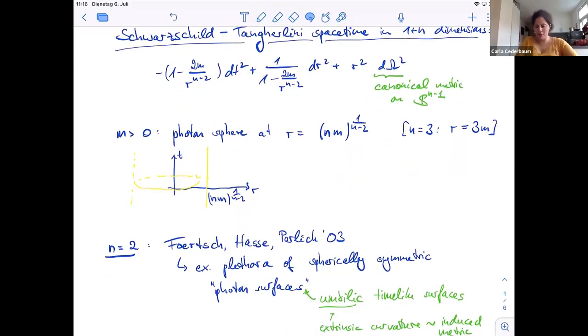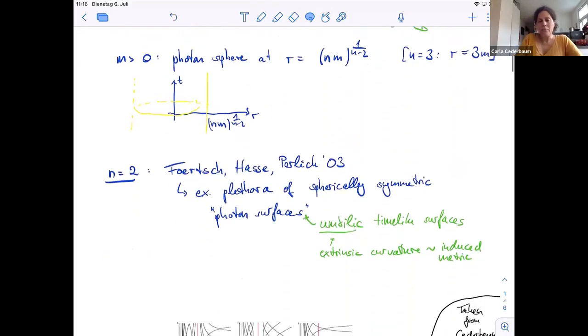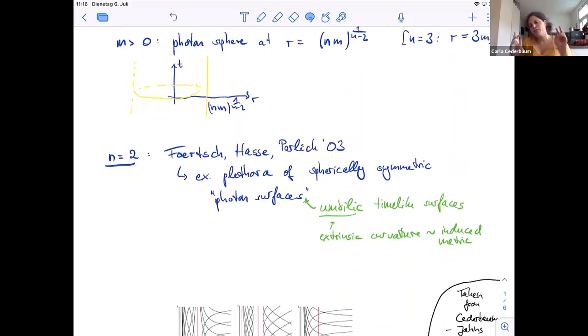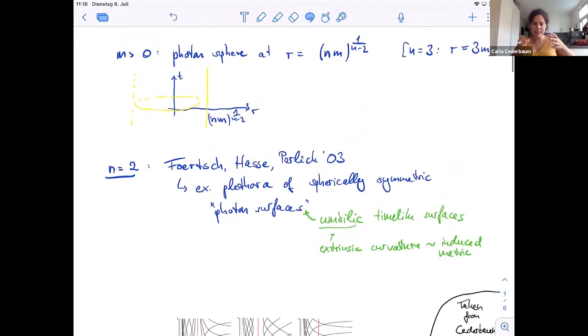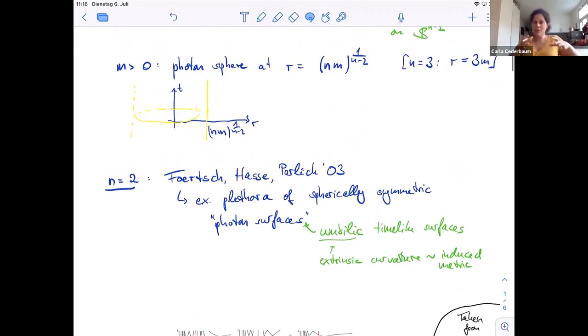And they constructed a plethora of spherically symmetric so-called photon surfaces. So here by a photon surface, I mean an umbilic time-like surface. Just like the photon sphere would be one of the examples. Now here we have 2 spatial dimensions in 1 time direction. But they found a lot more than just the cylindrical ones.